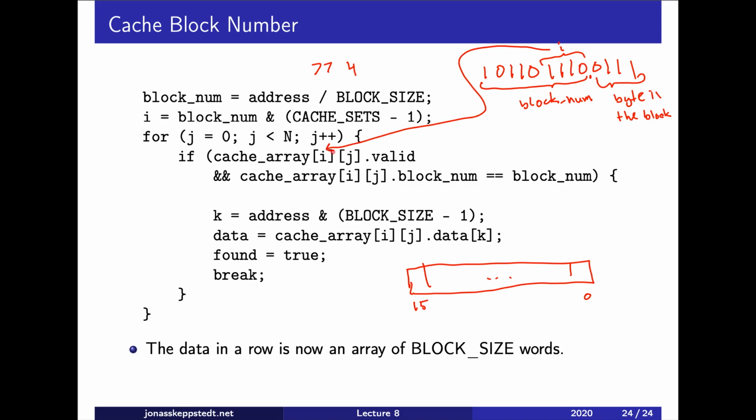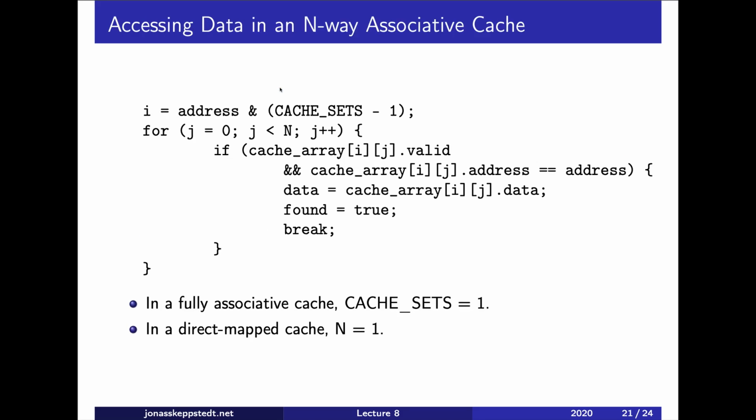Okay, and then there are n cache blocks in this part, and we go through all of them and check if the block number stored there is the same as the block number that we were looking for. We cannot use the exact address now. Look here, we had as follows before, that we compare the addresses.